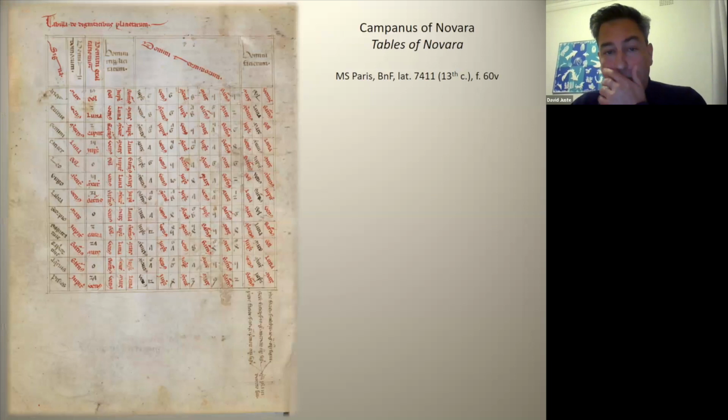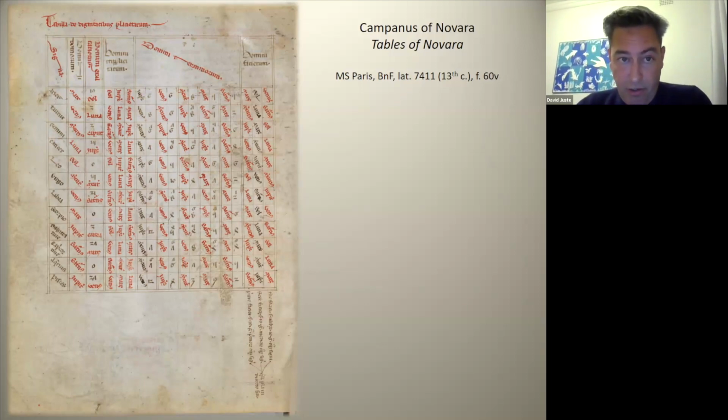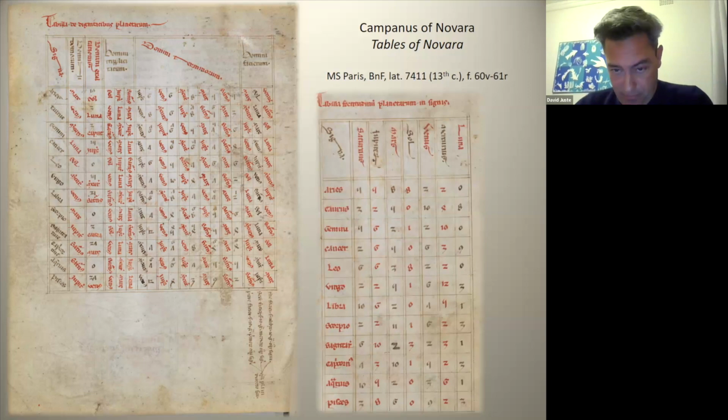Right. So we're staying in the 13th century. This is one of the first instances of calculation of the Almuten, by Campanus of Novara. At least, this is something that occurs in his tables of Novara in one of the earliest manuscripts. And just like Esbel, Campanus gives us a table of all the essential dignities.